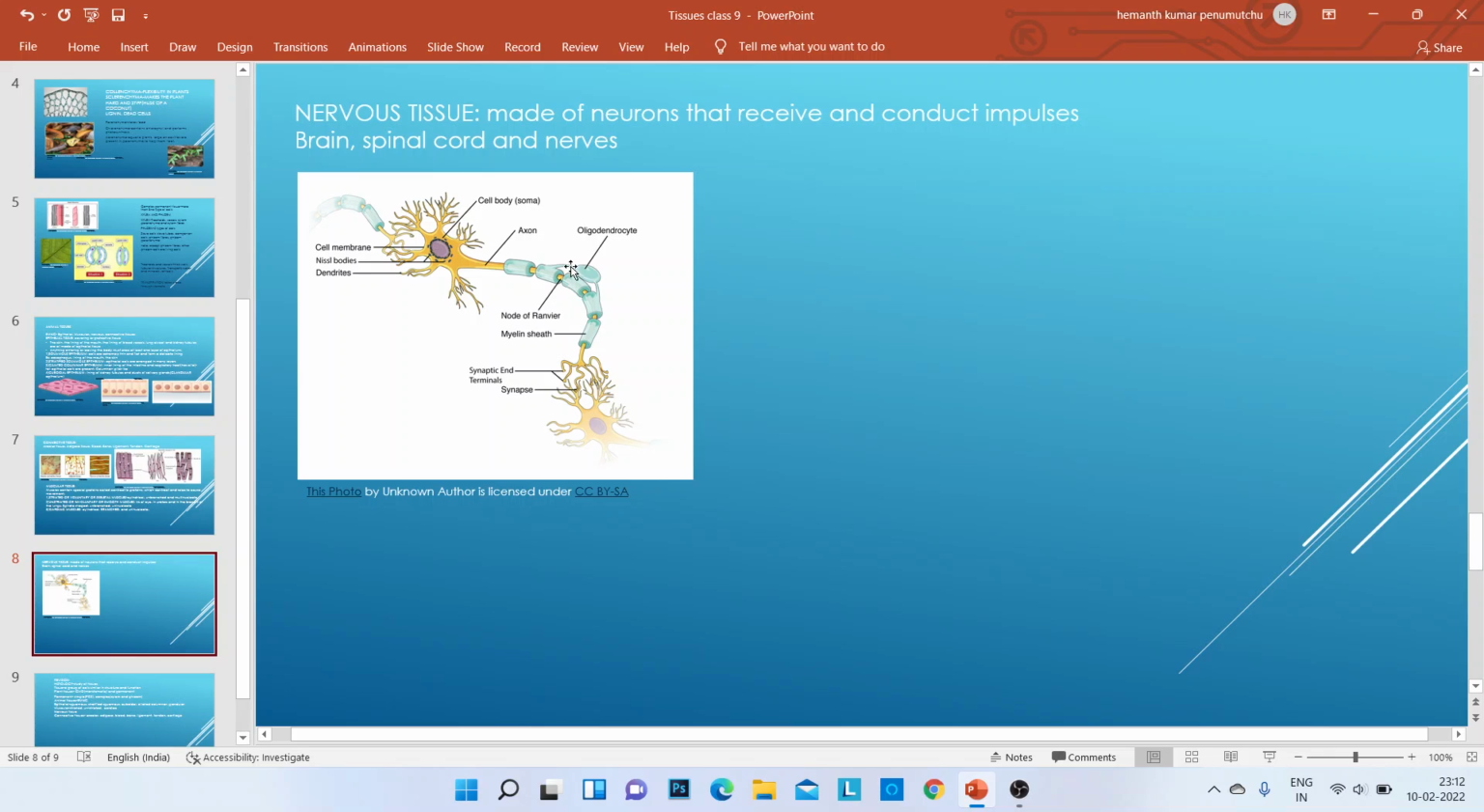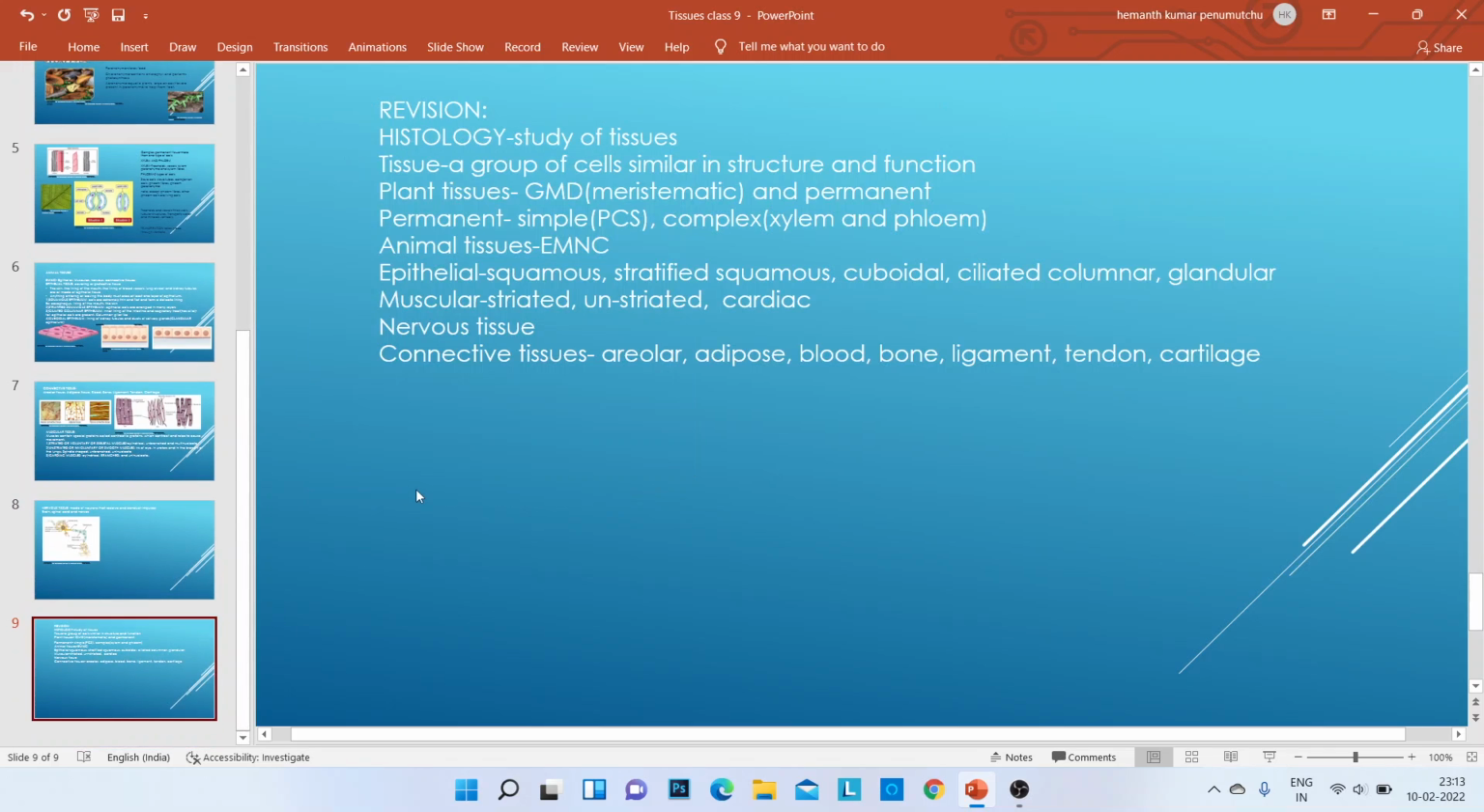Those nodes are called nodes of Ranvier, and at the end we have synaptic end terminals, which are connected to another axon's dendrites. Thus a synapse, a gap, is formed. And this is the end of the chapter on tissues. Let us revise what we studied in this chapter.